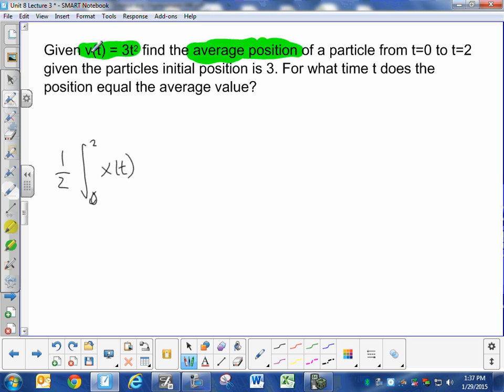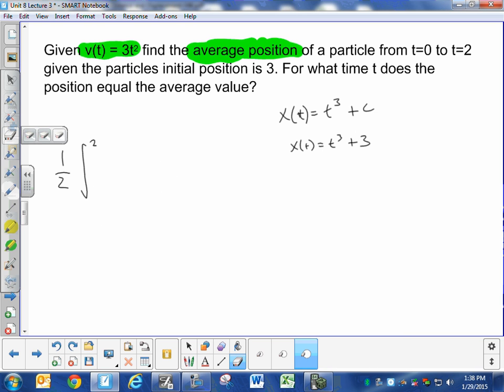How do you find the position given the velocity? Well, you're going to have to find the antiderivative. So position is going to have to be t cubed plus a c. We're told that the initial position is 3. So when t is 0, that's going to have to be 3. For what time t does the position equal the average value? Okay, that'll be part 2. So right now I just need to find this.